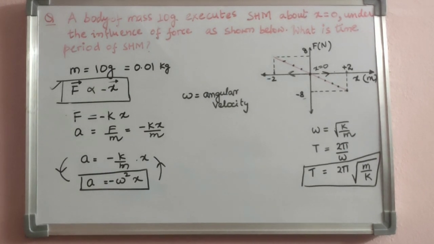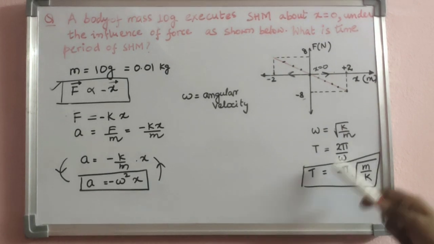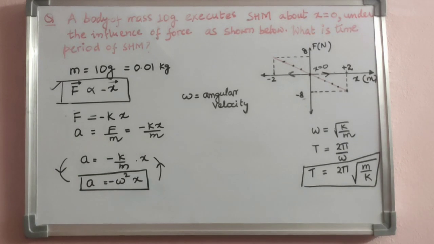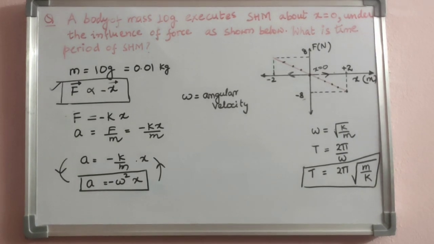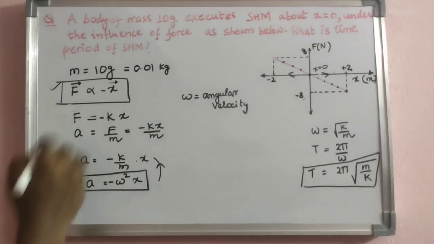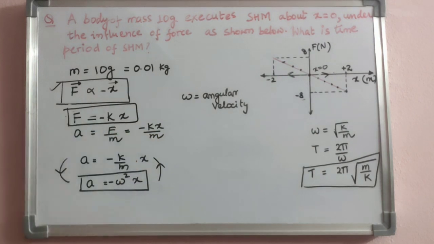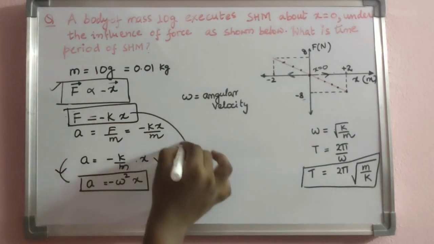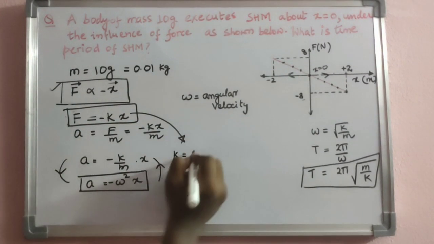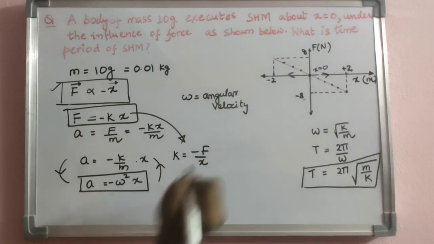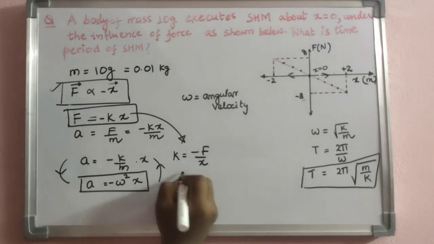To find the time period, what are the things required? 2 pi, this is a constant. Mass is equal to 0.01 kg, given. What we don't know is the value of k. So let us find the value of k. Let's come to this equation. Force is equal to minus kx, where k is a constant. So k is equal to minus F by x.